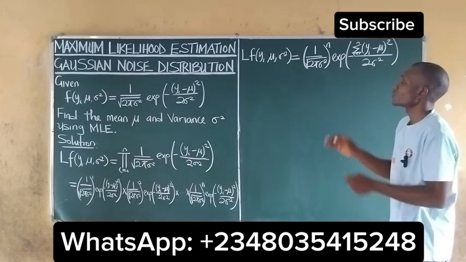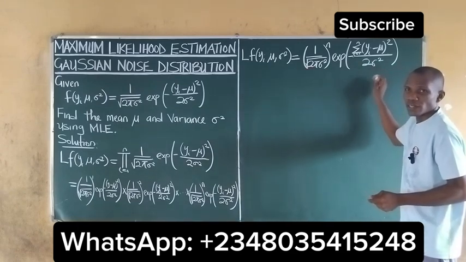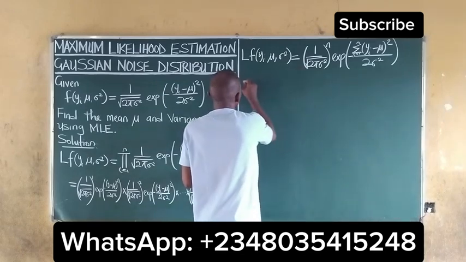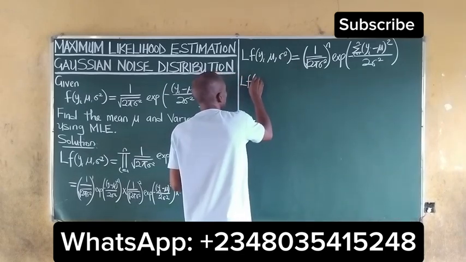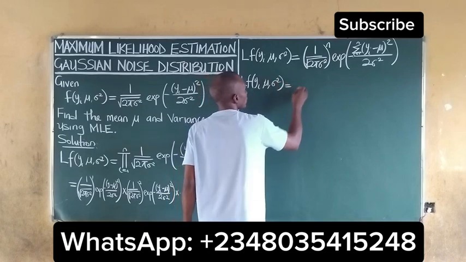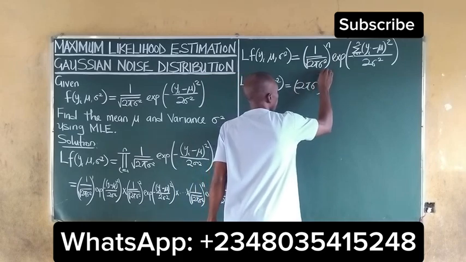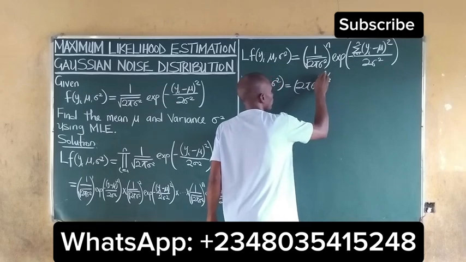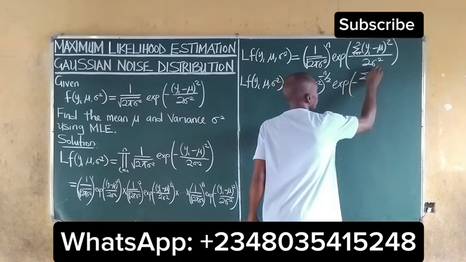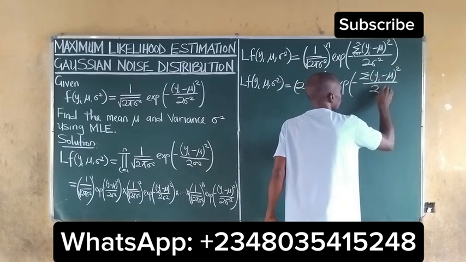The next thing to do is to take the log. But before taking the log, we have to rearrange this so that it will be very easy to take the log. So rearranging this, our likelihood function will be equal to 2 pi sigma squared raised to the power of negative n all over 2, exponential negative summation (yi minus mu) squared all over 2 sigma squared.